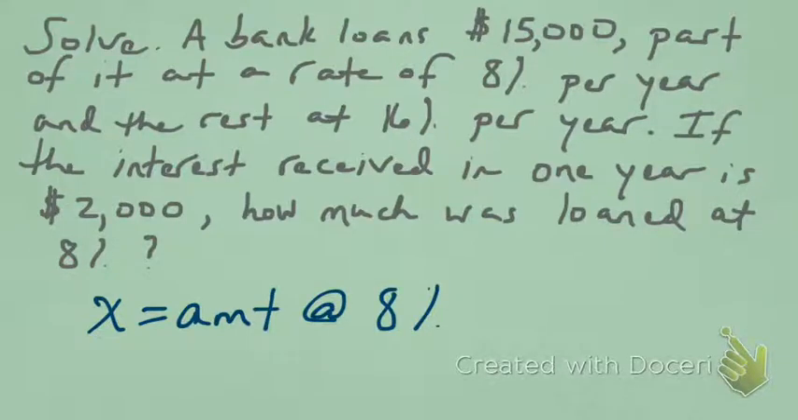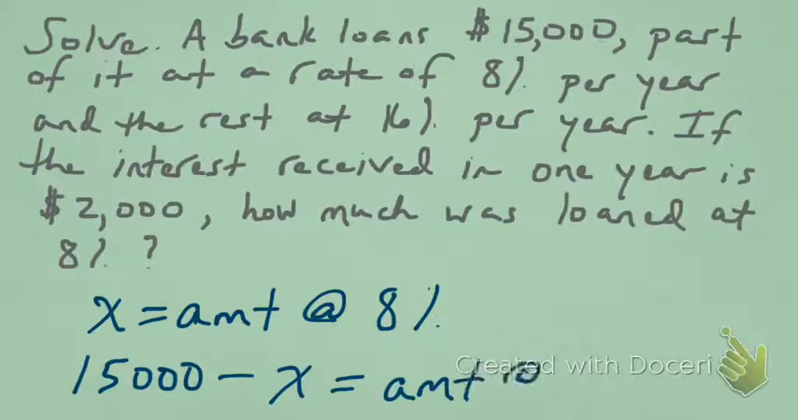Okay. Now let's resist the temptation to say that the amount that was loaned at 16% is Y. Now we can, but let's not. Let's say that the amount that was loaned at 16% is whatever's left over from the total. So 15,000 take away X, that would be the amount loaned at 16% interest.